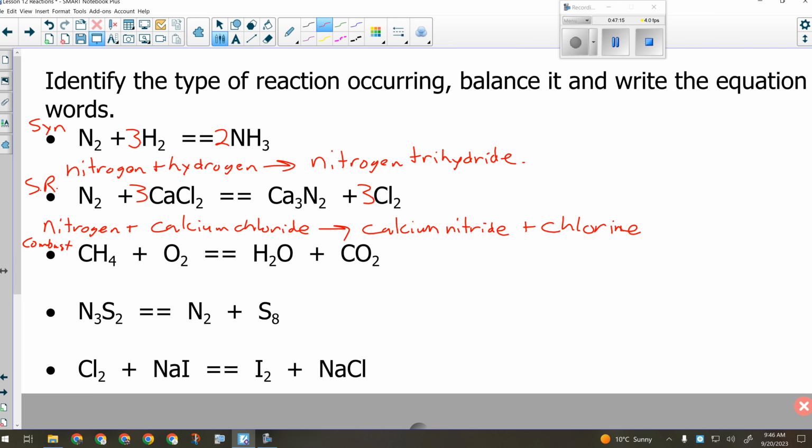We can call it methane or we can just go carbon tetrahydride, since that's how we've been taught to name our compounds. You'll learn about naming organic compounds in Chem 20. Plus oxygen gives us water. Water you can use the common name for, by the way. Don't bother writing dihydrogen monoxide or hydrogen hydroxide or whatever. Just write water. Water's good. Plus carbon dioxide.